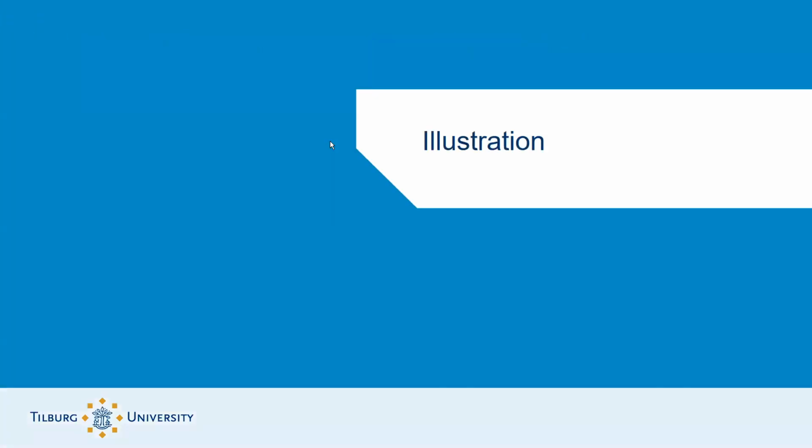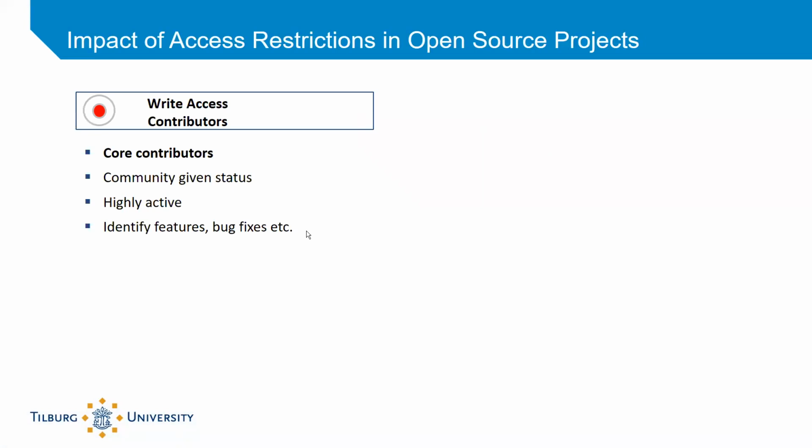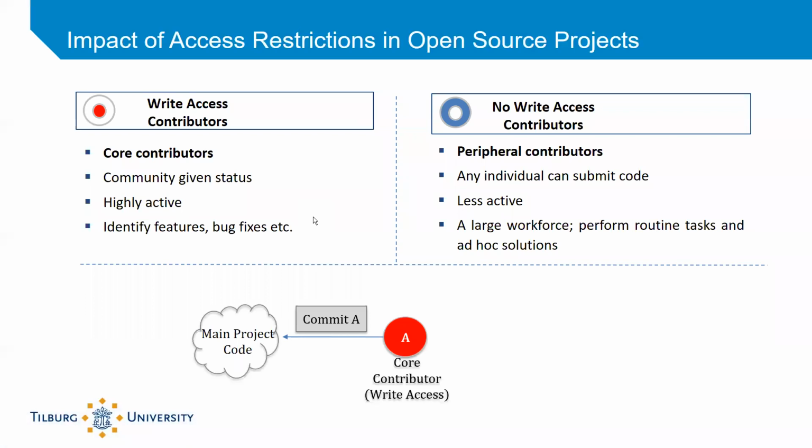So for the illustration, I take the context of open source software development. Most of you should know what open source software is. It's software like Linux, Apache, Python, and so on. In open source software, there are two types of contributors. There are contributors who can make direct changes to the open source software, referred to as core contributors. And there are contributors who cannot make direct changes to the source code, and they are referred to as peripheral contributors.